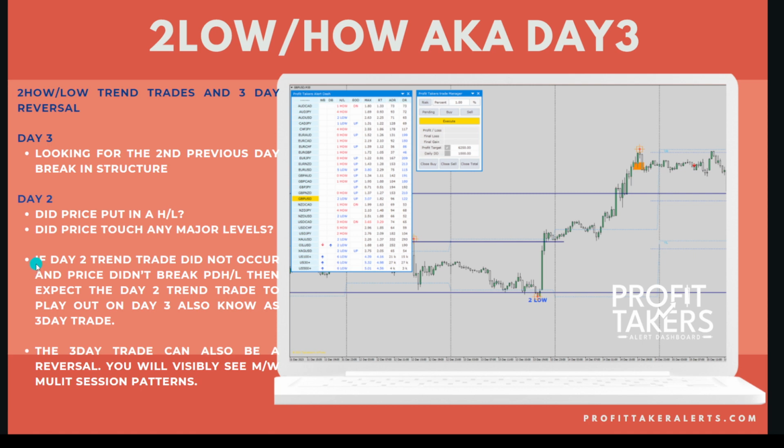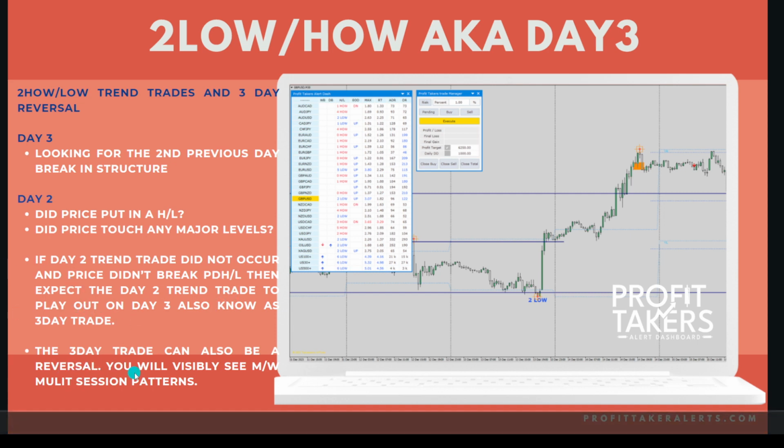All right. So we want to ask ourselves, right? Day 3, which is the 3rd day, right? We're looking for the second previous day break in structure. Typically that's what we're looking for. And I'm also going to look and see, did price put in a high or low for that day? Did it touch any of the major levels on day 2, the day prior? Because if on day 2 it didn't touch any of the major levels and it just ranged through, then you could possibly have the continuation trend on day 3 that did not happen on day 2. Okay, so that's basically what that is.